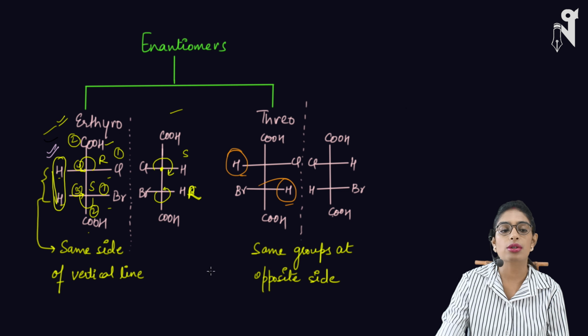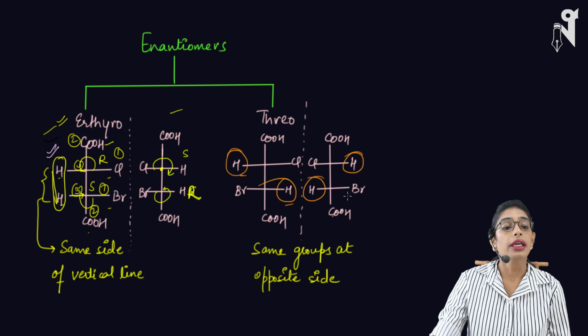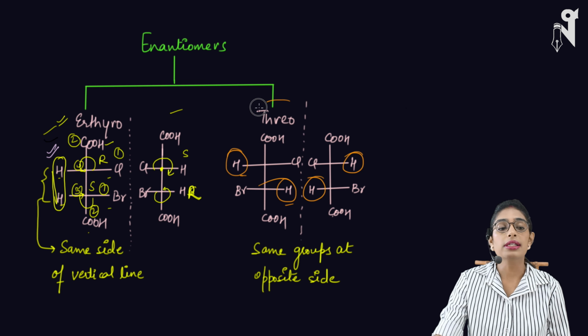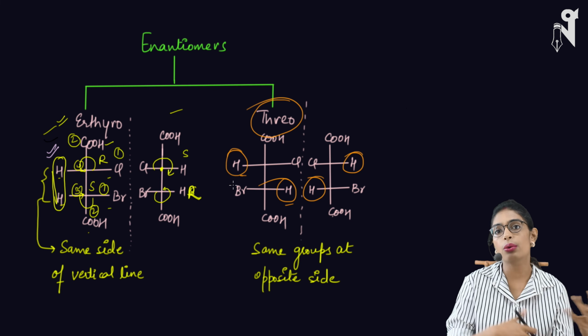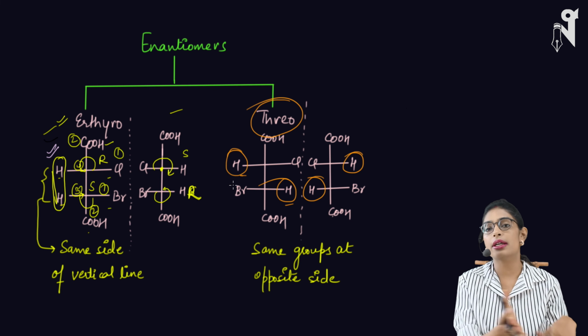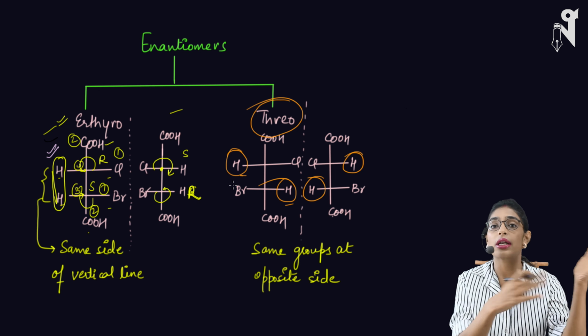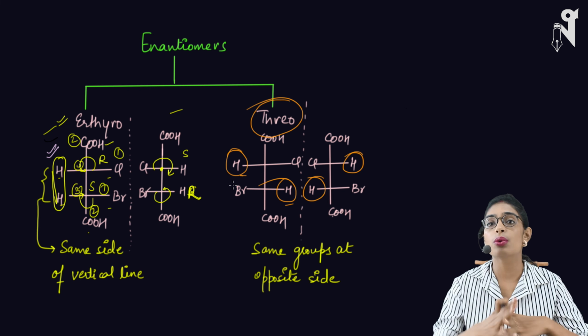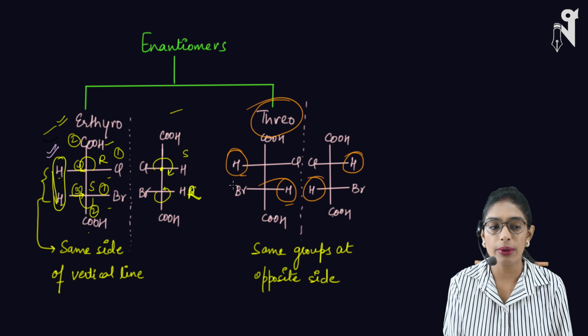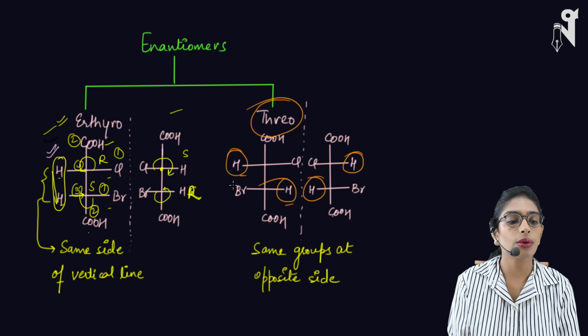When they are in opposite directions, see here, hydrogen is in the opposite direction. Here hydrogen is in the opposite direction. Both of them are optically active. Then these compounds will be called threo compounds. That's all the classification of erythro and threo. When the same groups are on the same side, then it is erythro, and when these are on opposite sides, these are threo. Both have to be enantiomers, both have to be optically active. Okay, so this is about erythro and threo enantiomers.